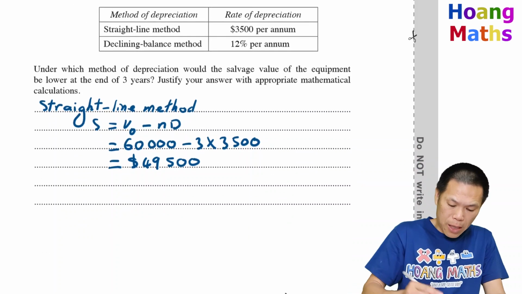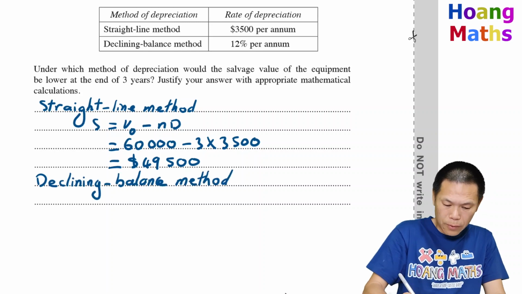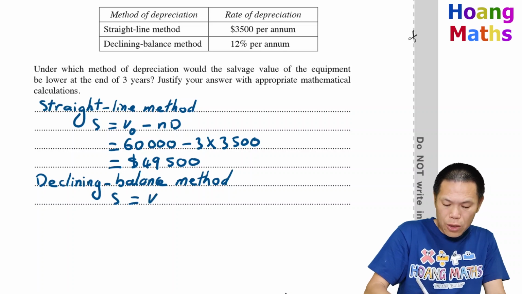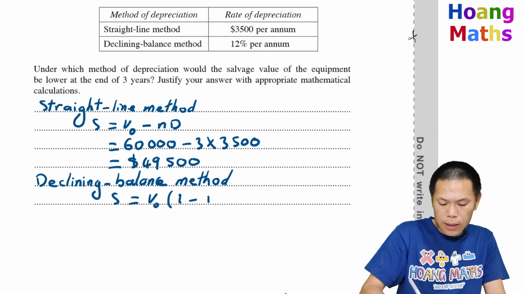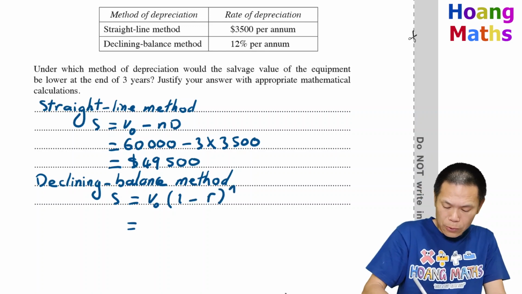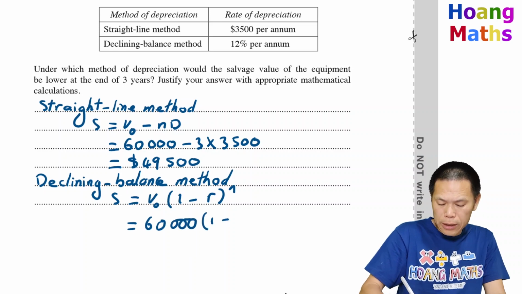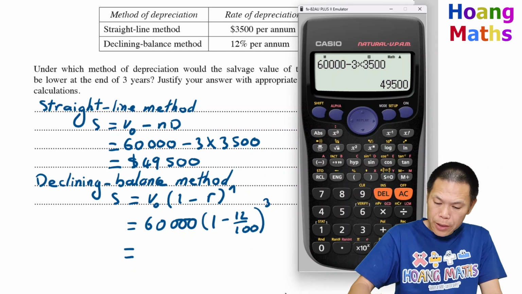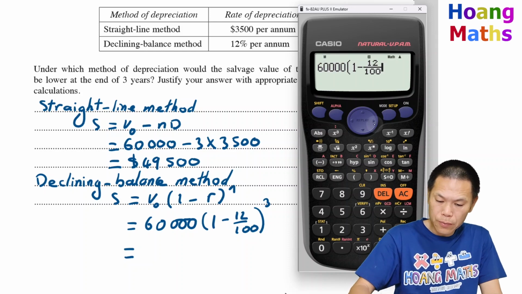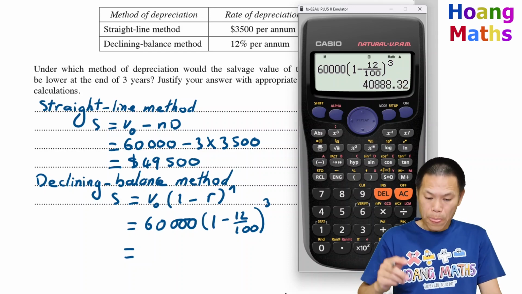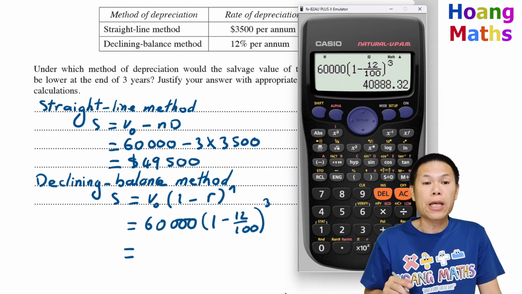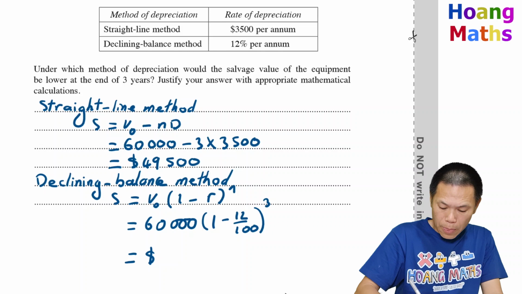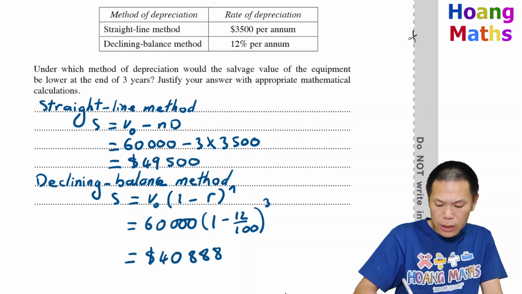So let's do the declining balance method. And the rule is S is V naught, that is the purchase value, times 1 minus the depreciation rate, to the power of N. So 60,000, 1 minus the rate, that is 12% per annum, and for 3 years. Let me just clear this. So just go 60,000, brackets, 1 minus 12 over 100, and power of 3. So there you go. $40,888.32.